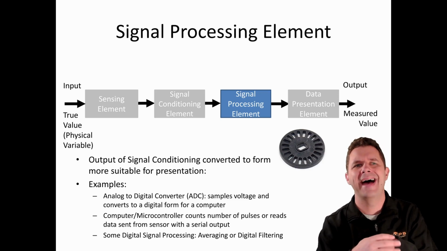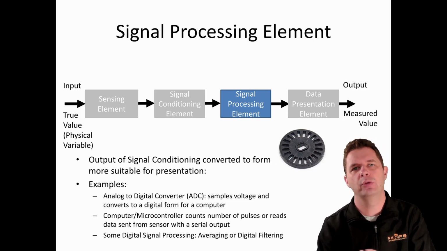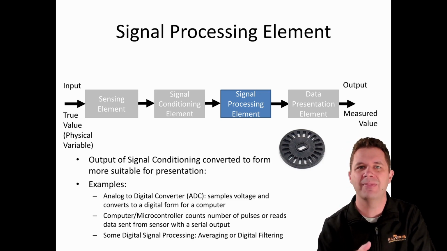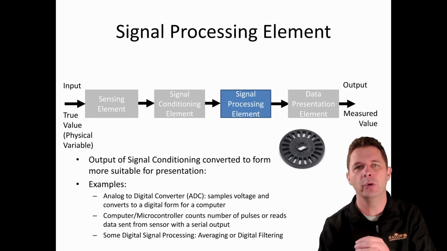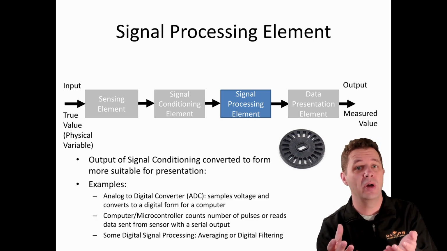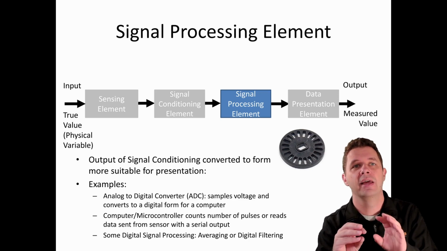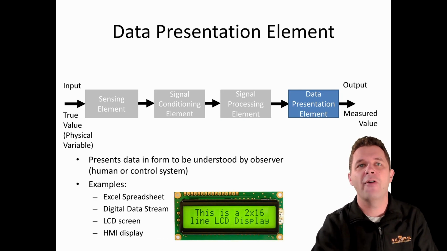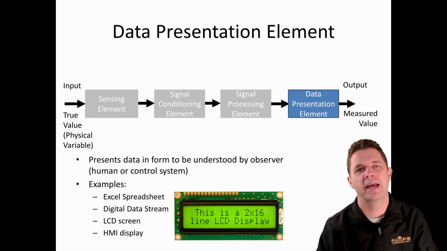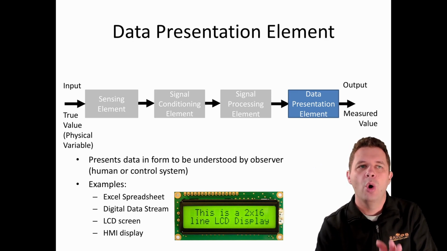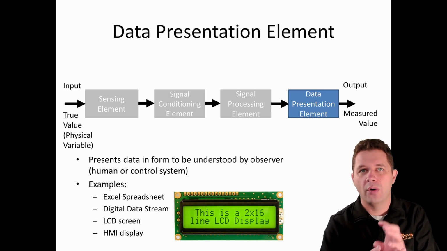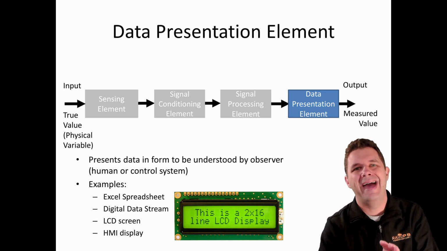We might do, at this stage, some digital signal processing as well, where we might do some averaging of data or some digital filtering to remove noise. So there's lots of different things that we can do in this signal processing element stage. And finally is our data presentation stage. Now here, we're presenting our data or the measured value to an observer.